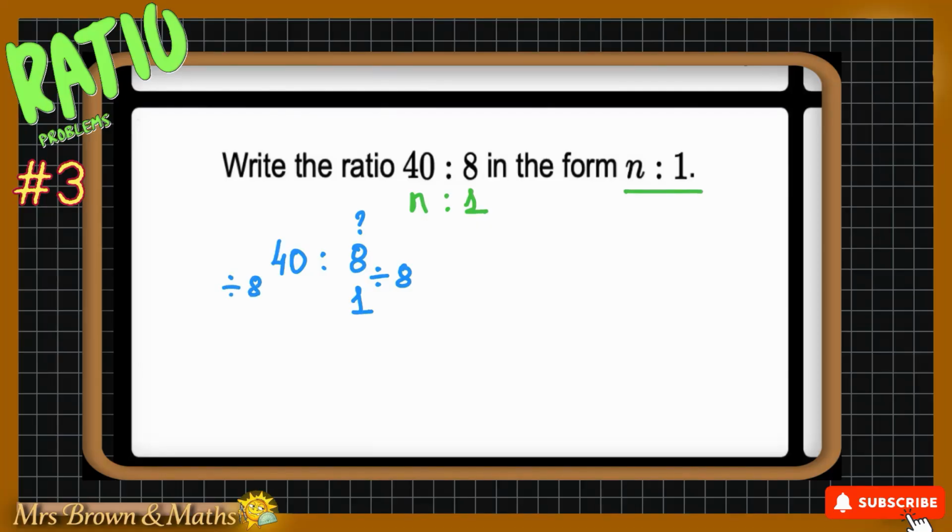But golden rule of the ratio is always do the same to both sides. So 40 also should be divided by 8. 40 divided by 8 is 5. So in our case, ratio n to 1 is 5 to 1.